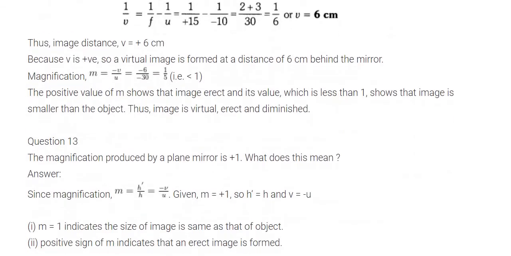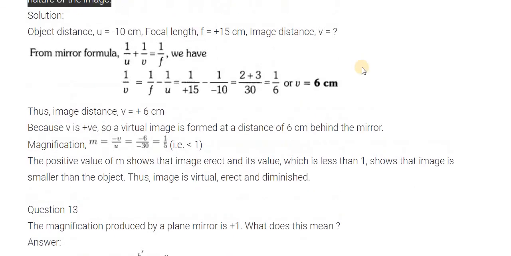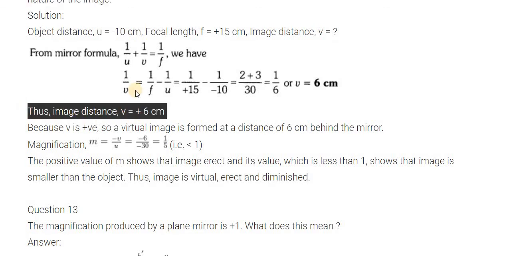From the mirror formula, 1 by u plus 1 by v is equal to 1 by f, so 1 by v is equal to 1 by f minus 1 by u, is equal to 1 by 15 minus 1 by minus 10, is equal to 2 plus 3 divided by 30, is equal to 1 by 6. So v is equal to 6 centimeter. Thus the image distance is plus 6 centimeter. It indicates that the image is formed behind the mirror, and the plus sign indicates that it's a virtual and erect image.